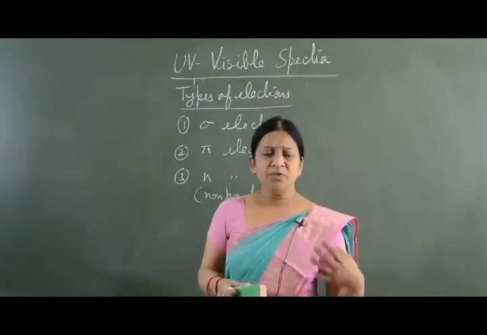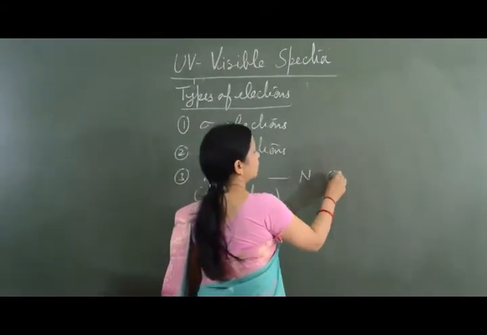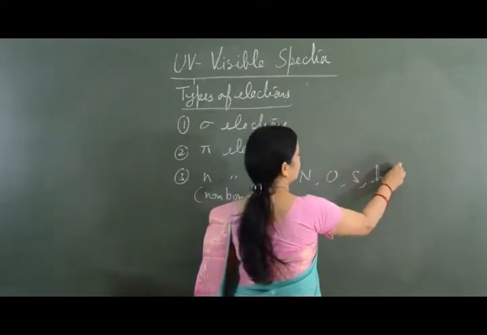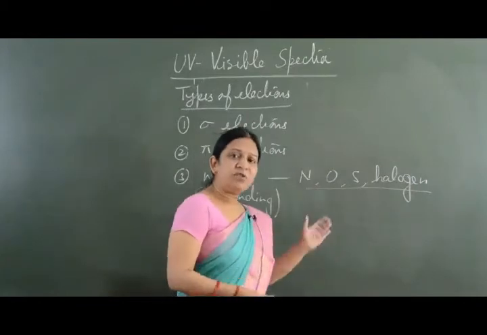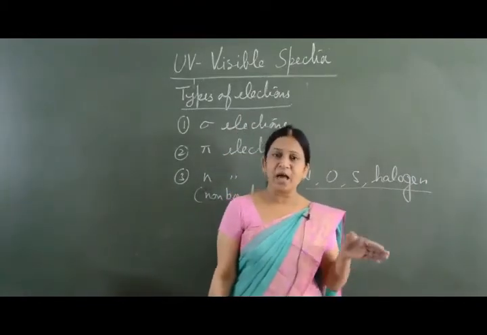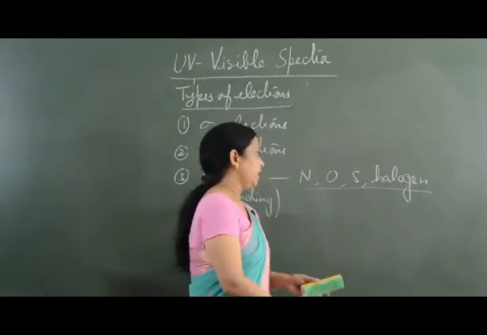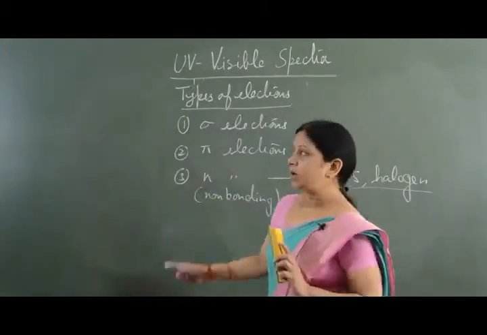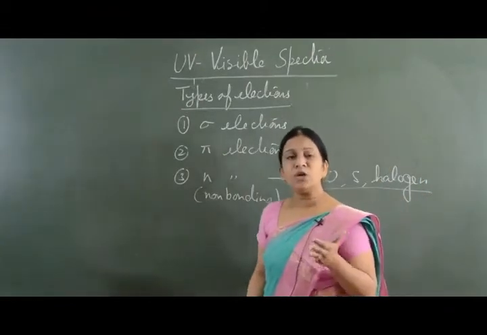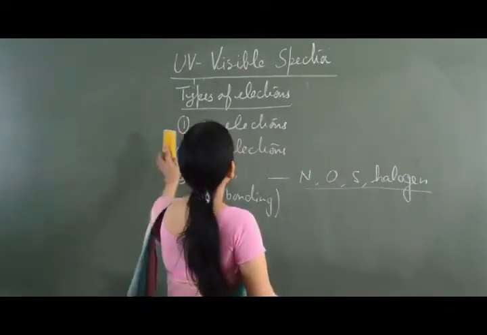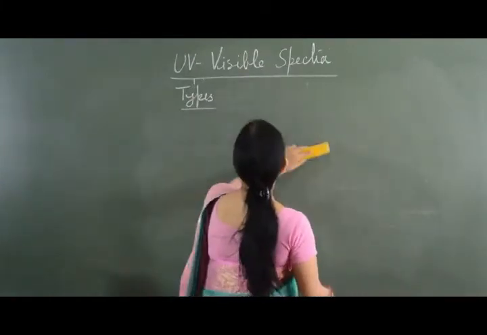pairs. So whenever there are elements like nitrogen, oxygen, sulfur or halogens, that means the compound is having n electrons, lone pairs or non-bonding electrons. With these types of electrons, we have got four types of transitions. So the next is types of transitions.